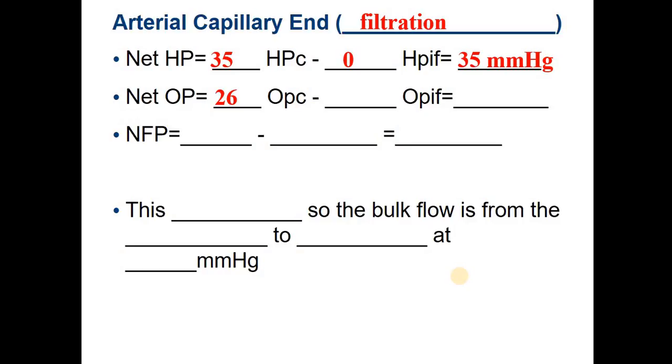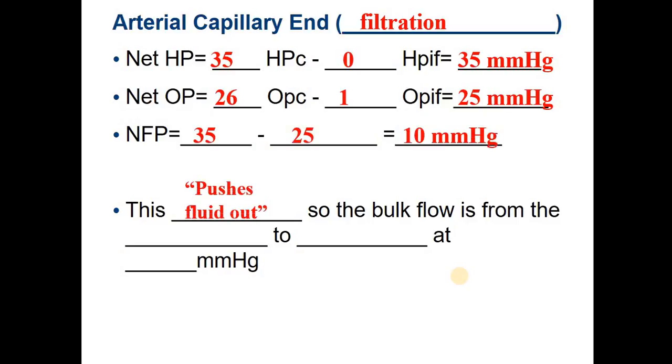Your osmotic pressure for the interstitial fluid is 1. We assume that the lymphatic system would pick it up, but you have a few proteins that can affect that pressure. And then 26 minus 1 is 25. You take those two numbers, 35 minus 25, and you get 10 millimeters of mercury.